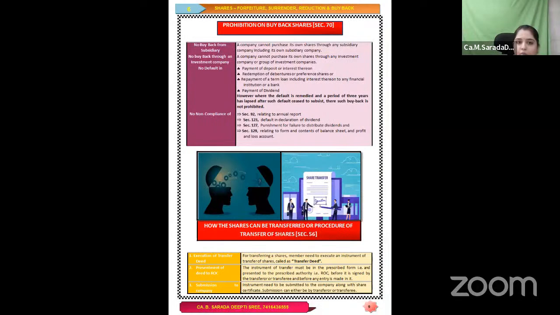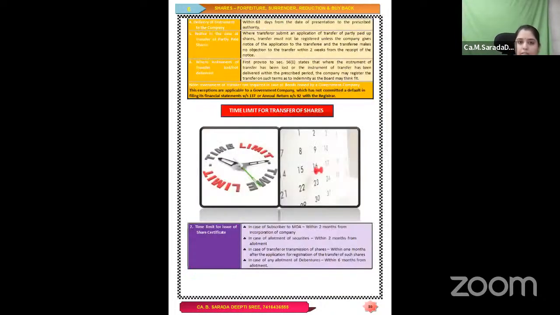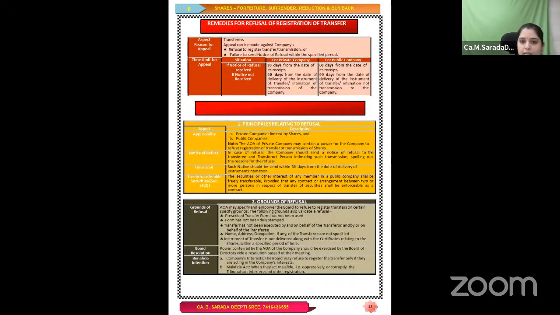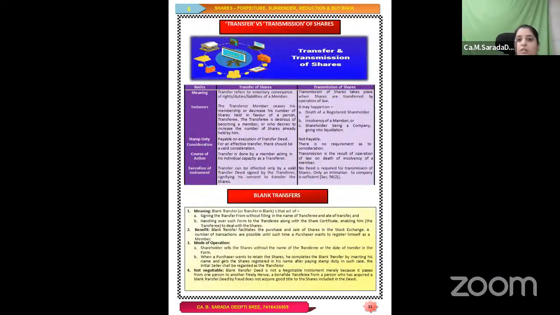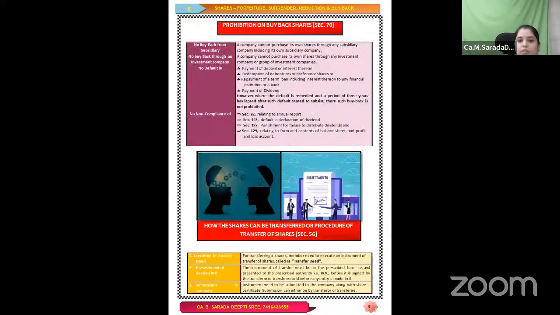And as I have already told you, the company in general should not buy back without fulfilling these requirements. If the company purchases its own shares, it is considered illegal and void. Okay, so these are the points relating to the buyback. Next, regarding the transmission of shares. Before that, let us try to complete this buyback.